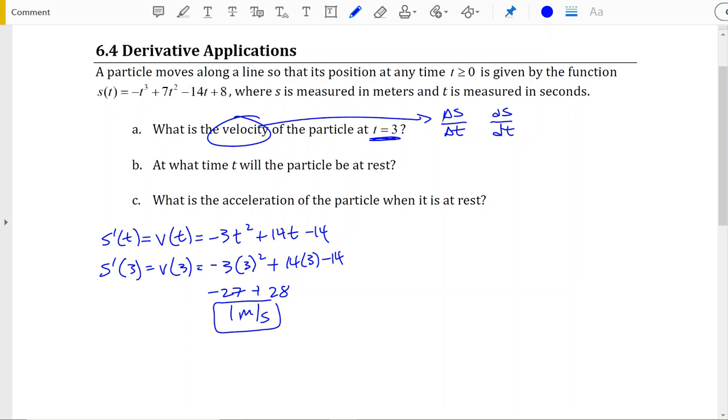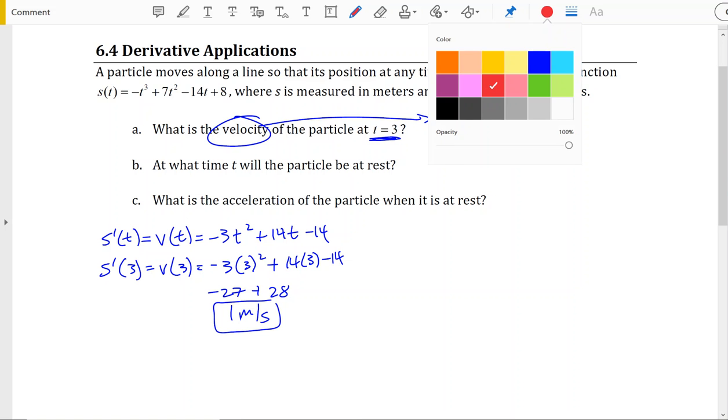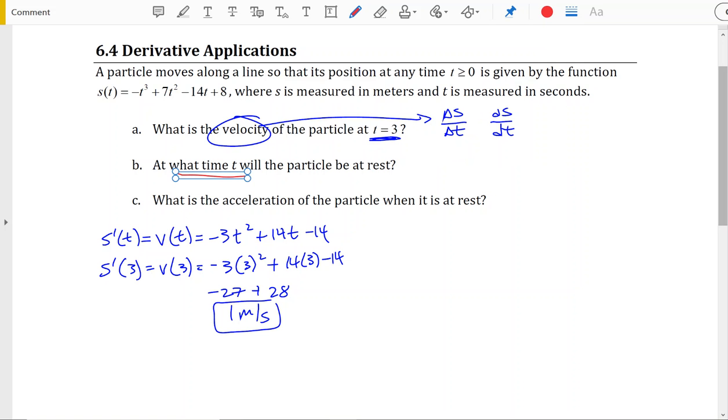The second question we're asked is, at what time t will the particle be at rest? Well, at rest means no velocity, or it's not moving at all, so velocity is equal to 0. We've already calculated a velocity equation by doing the derivative of position. Now we just need to set that equal to 0 and figure out what value of t solves this equation.